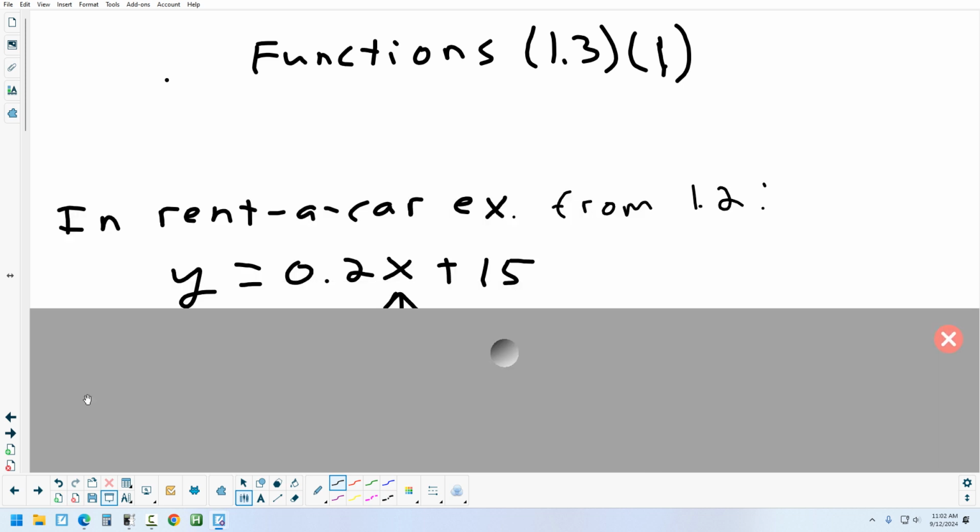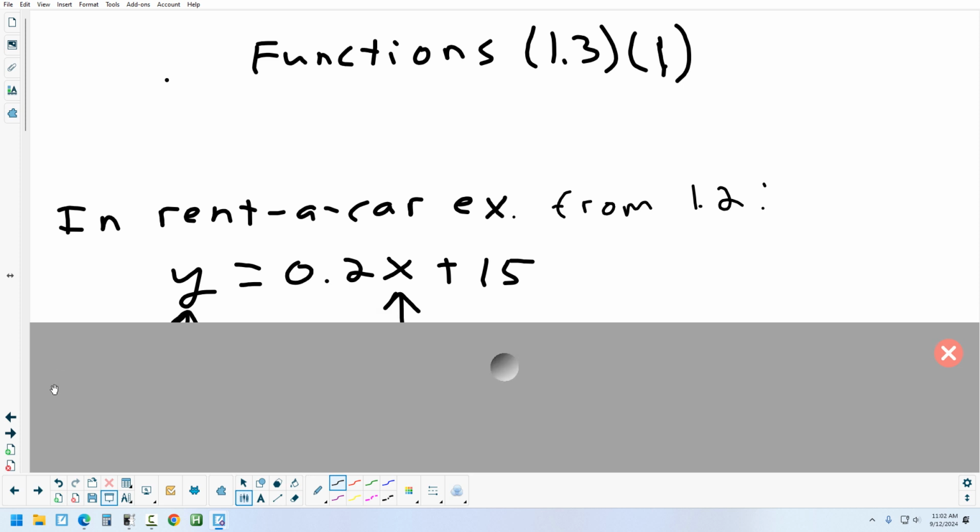Okay, so in the rent-a-car problem, we had this equation, y equals 0.2x plus 15. And the x and the y were the two variables. X was the miles, and y was the cost. Now, I gave you a name for those two variables. Does anybody remember what I called the x variable? Independent. That was called the independent variable.